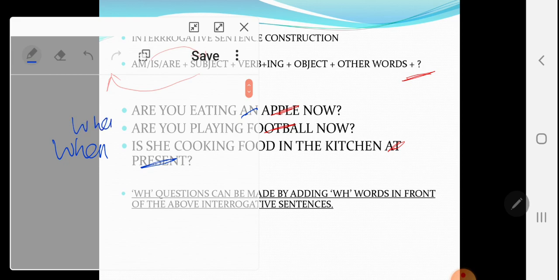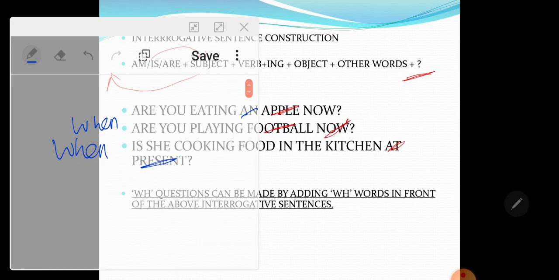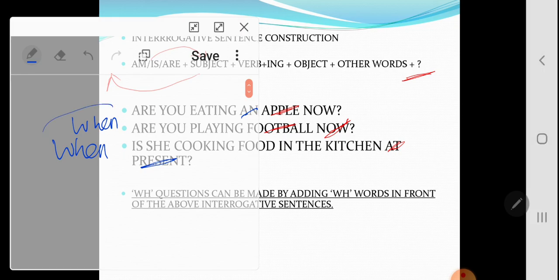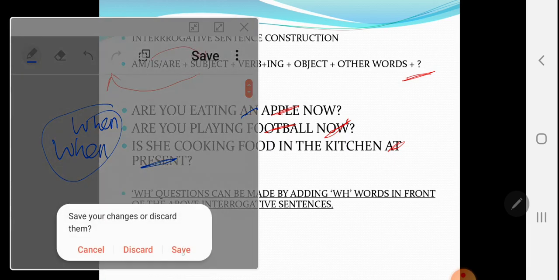When are you playing football? Now this "now" will be removed. So this is how you make sentences, questions using WH. Okay, the format will be the same.